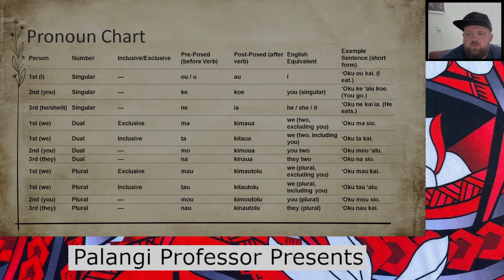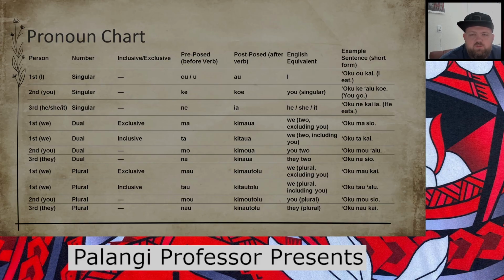Ne goes before the verb, ia goes after the verb. You can use either one, or you can use both, and it's all perfectly fine. If you use both, okunekai ia, it's a bit more emphasis that he's the one eating and maybe nobody else. But we'll go ahead and look now at the we for two people, dual, and it's exclusive.